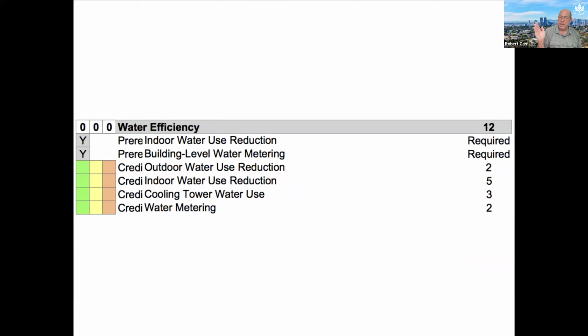So anything beyond 1995 has certain requirements, and then we'll talk about that. And if it's older, they give you a little bit more leeway. And then you also have to have a building-level water meter. Now you'd be surprised that some people don't.